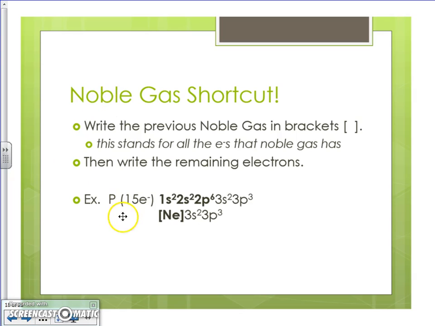So if you look at phosphorus, write its electron configuration out. What you do is you go up a row from phosphorus and all the way to the end, to the noble gases. And what you'll see is the noble gas there on the end is neon. Neon ends in 2p6. So then you just copy the rest of this down here after you write the noble gas in brackets. Much, much shorter.